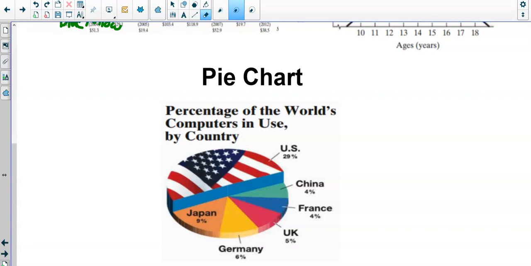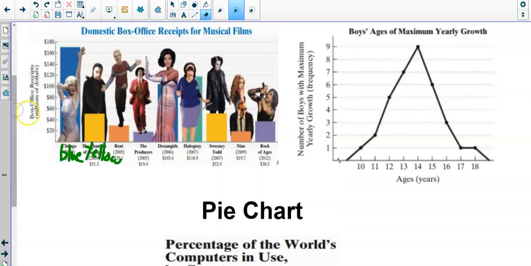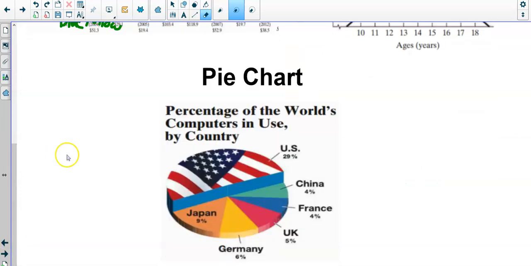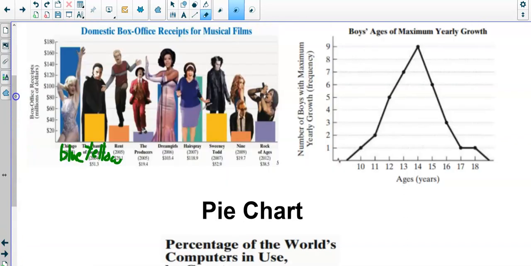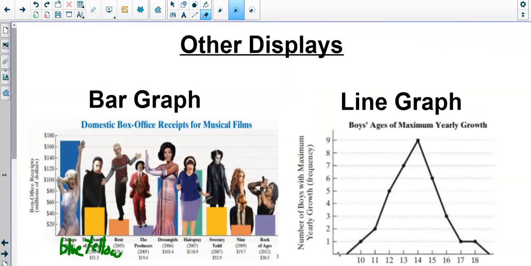Pie charts go really good with bar graphs. Pie charts are a little harder to do with histograms, but they can be done. But pie charts really go good with bar graphs. All right? So those are some other displays that we can talk about.